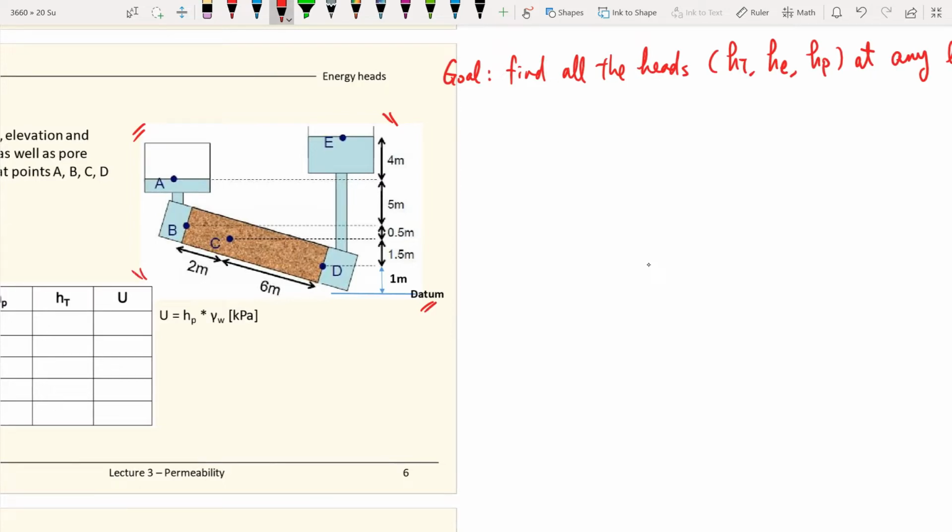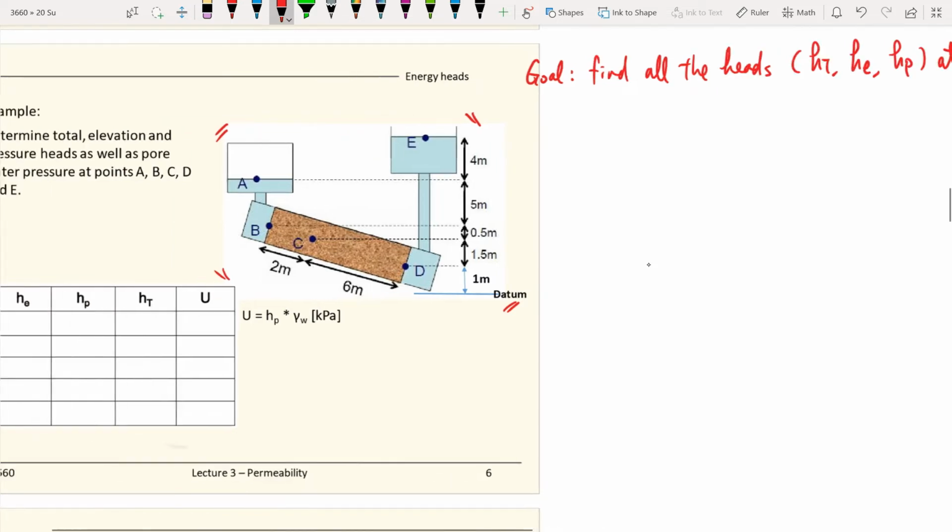Here we simplify the site conditions between upstream and downstream, and we simplify it to a site with a soil column here. Oftentimes we do this because we want a physical model that we can build in the laboratory to simulate the field conditions. So this is the laboratory setup, and the overall goal is to find out all the heads at any location.